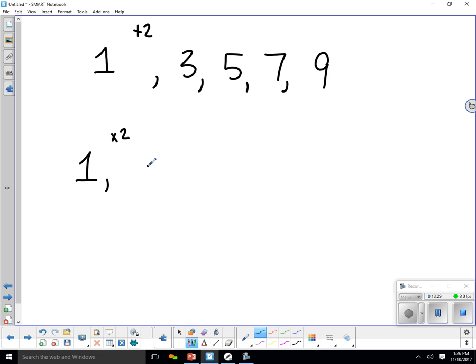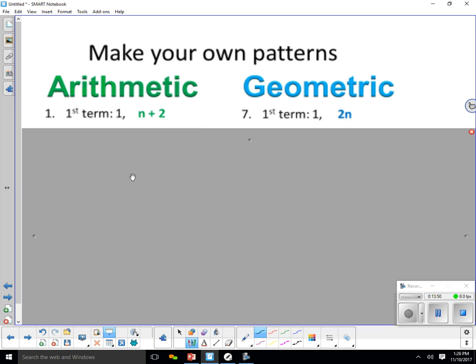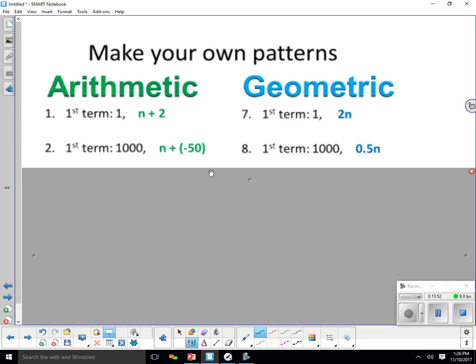1 times 2 is 2. What's 2 times 2? 4. 4 times 2 is 8, 8 times 2, and then my pattern will continue going forever, for however many terms I need to put on there, okay? You may have a question on that. Alright, let's do this next one.